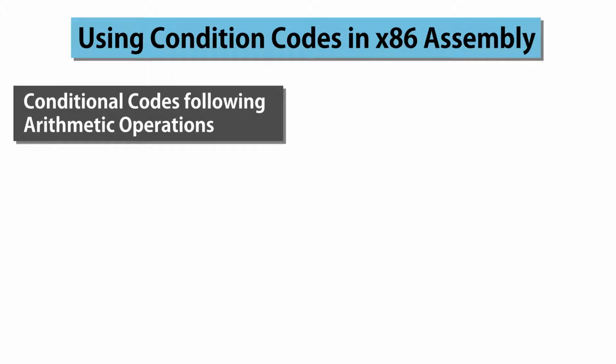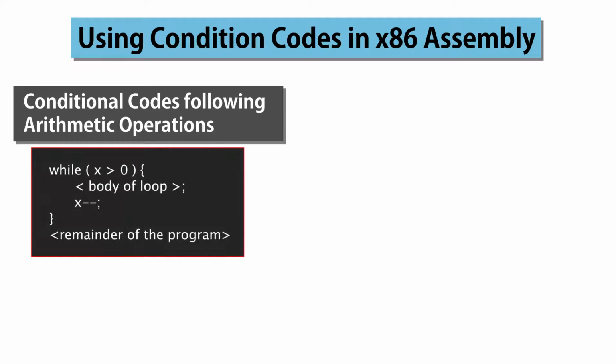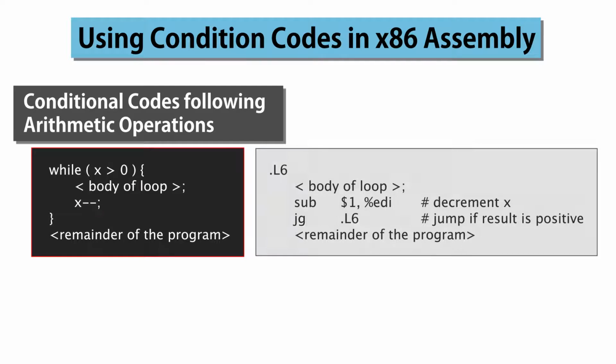Suppose that you've written a loop in C that counts down to 0. An example is shown here. This while loop decrements x in each iteration and terminates when x is less than or equal to 0. The assembly code that's generated for this by the compiler might be something like what's shown here. Here we assume that variable x is in register EDI. It's decremented by 1 on each iteration of the loop.